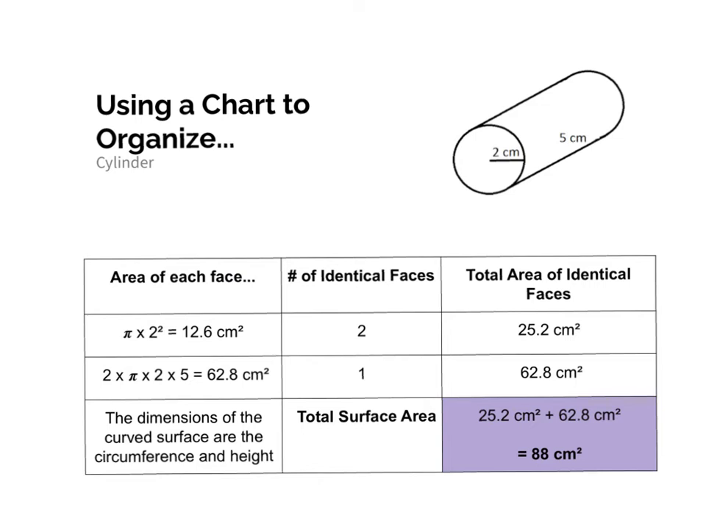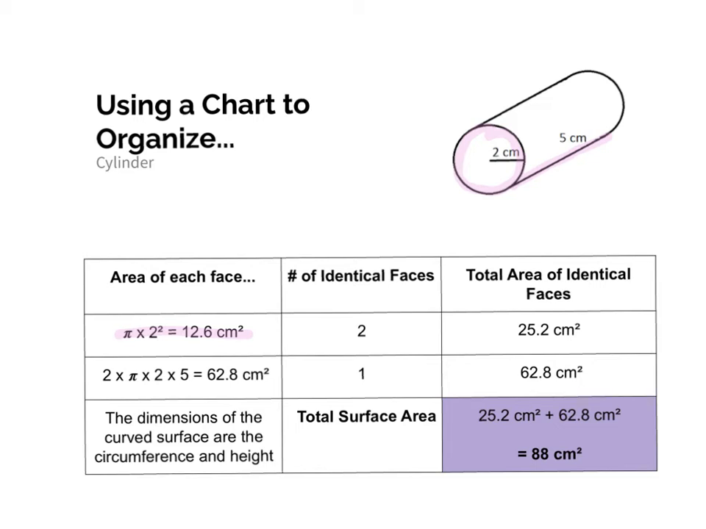The last shape we're going to look at is the cylinder. To find the area of each face, we have to consider two things. The circles on both ends, area of a circle is pi r squared, and the dimensions of the curved surface. The dimensions of the curved surface are the circumference of the circle multiplied by the length. So pi r squared, our radius in this case is 2. So we have pi multiplied by 2 squared, which will give us 12.6 square centimeters.